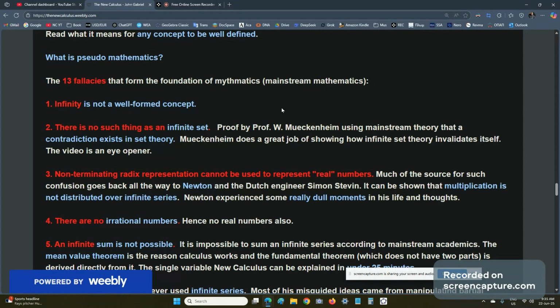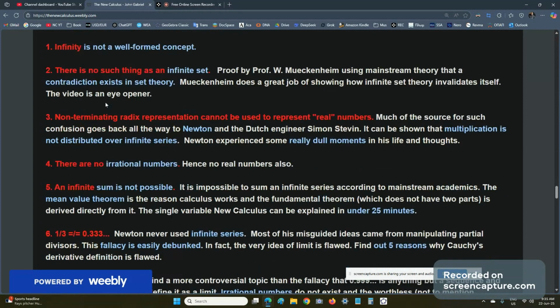Okay, the next fallacy is that there is such a thing as an infinite set. Well, of course there can't be, because infinity is a bullshit concept. And of course, set theory itself is not mathematics.